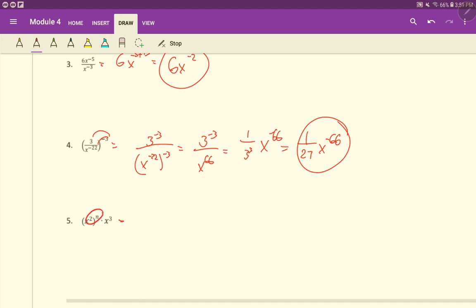Last problem here, power to a power, so we simplify that by doing multiplication. This becomes x to the 2n times x to the 3. Now that we're multiplying, we're going to add our powers, and so we get x to the 2n plus 3. Those are not like terms, so we can't combine them. So our exponent is going to be this kind of weird binomial there.